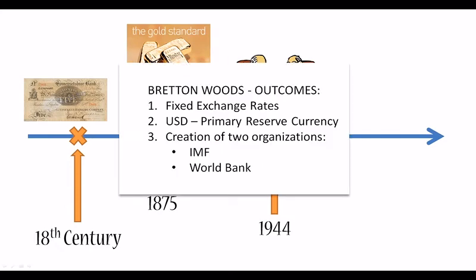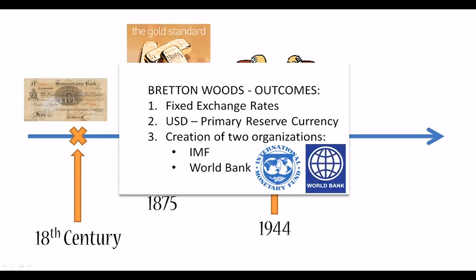So first of all, fixed exchange rates. All currencies were pegged to the US dollar. Second, the US dollar became the primary reserve currency, which meant that it had to be backed by gold. And three, the creation of two organizations. The International Monetary Fund, which is simply a pool of funds where all participating nations contribute on a regular basis, and then if they have problems within their country, they can take money out of that pool, fix their problems, and then return it, plus pay some interest.